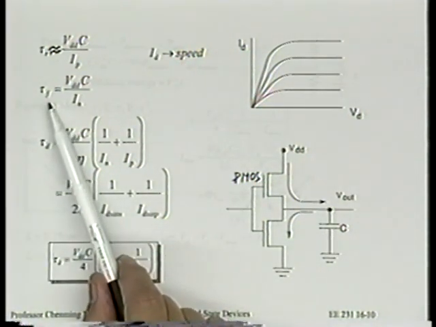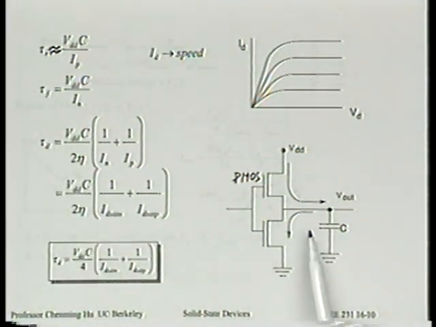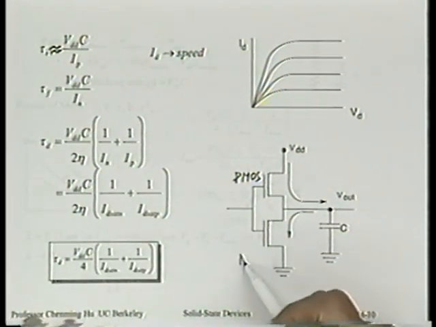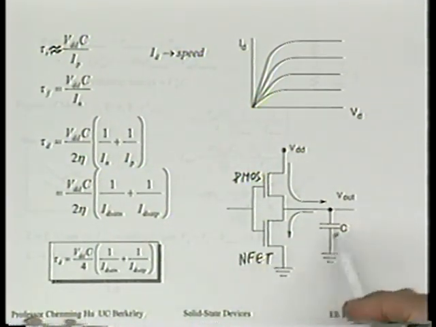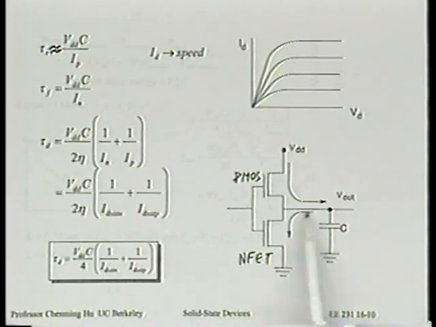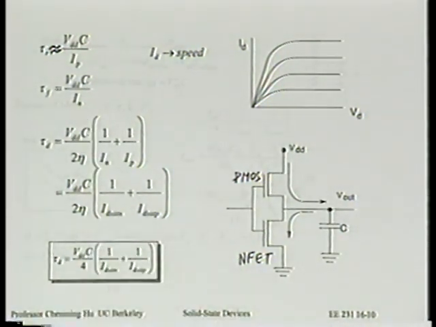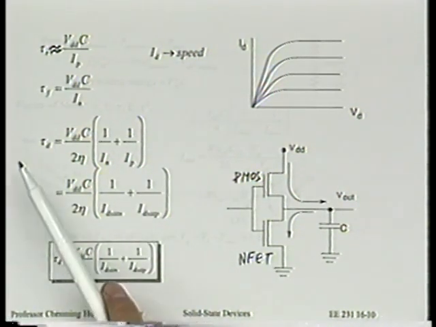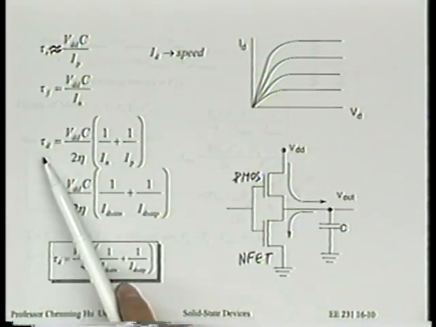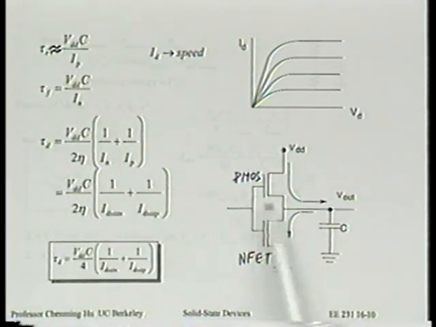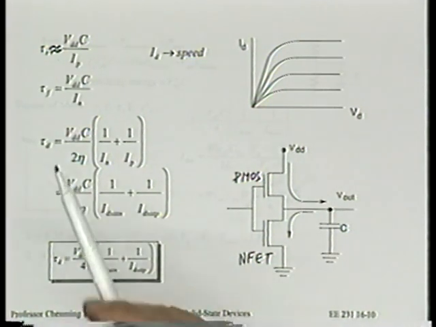Similarly, there's a fall time. That is, how long does it take for this N-channel transistor, this NFET, to discharge the capacitor? And that's VDD times C divided by IN. All right? So there's a concept called the delay time. Delay time basically is the average of the rise and fall time. So in one cycle, we have a rise and fall. So the average of the two is the delay time.